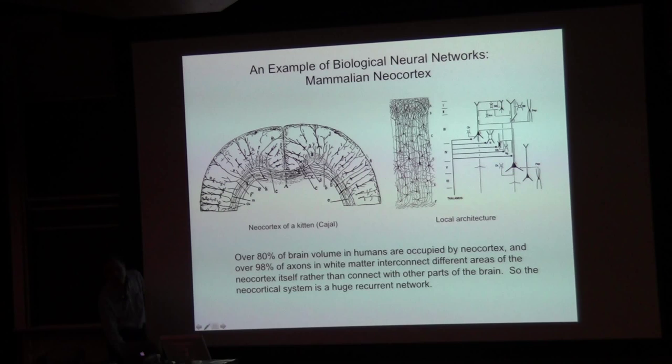So 98% of axons in the white matter are really connections between different parts of the neocortex. Only 2% connect to lower-level brain areas and to the outside world, either as motor output or input. For humans, you have billions of neurons, right?